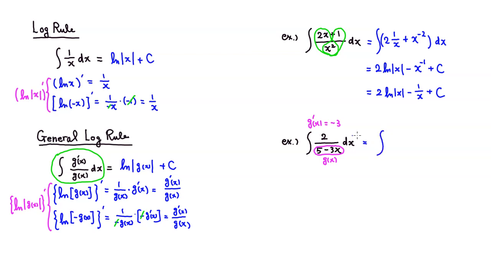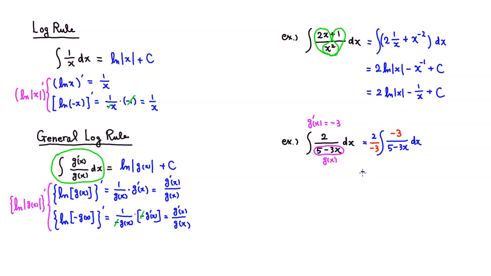An easy way to fix it is this. First, we can pull the 2 outside. Then the denominator stays the same, 5 minus 3x. What we want is negative 3 on top, so you can put negative 3 on top. But this way, we're multiplying by negative 3, so we're changing the quantity. We have to divide by negative 3 so that they cancel out, with respect to x.